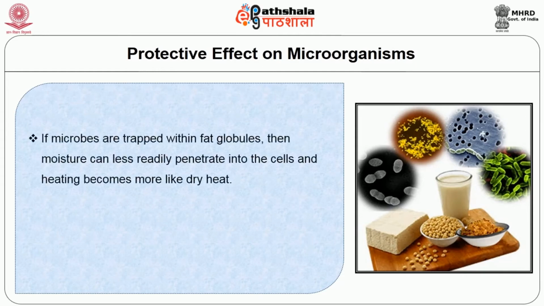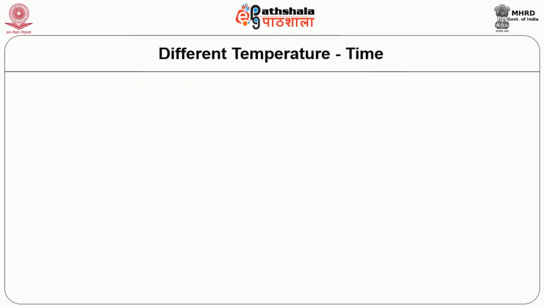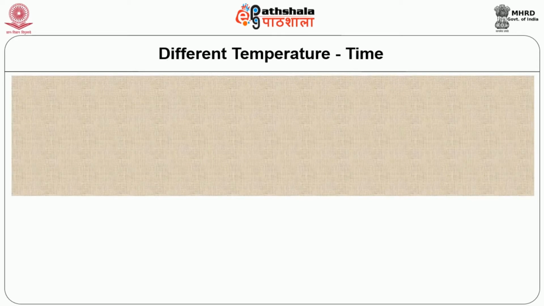If microbes are trapped within fat globules, then moisture penetrates less rapidly into the cells and heating becomes more likely dry heat. In the same can or food mass, organisms in the liquid phase may be quickly killed while more heating time is required for inactivation of the oil phase flora. The next factor is different temperature-time combinations.